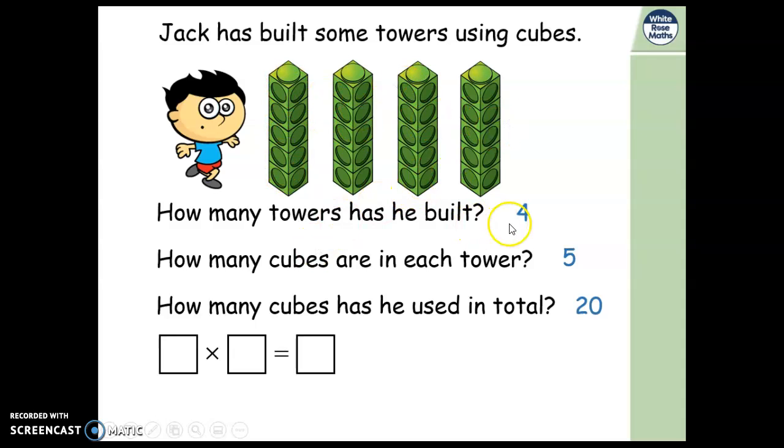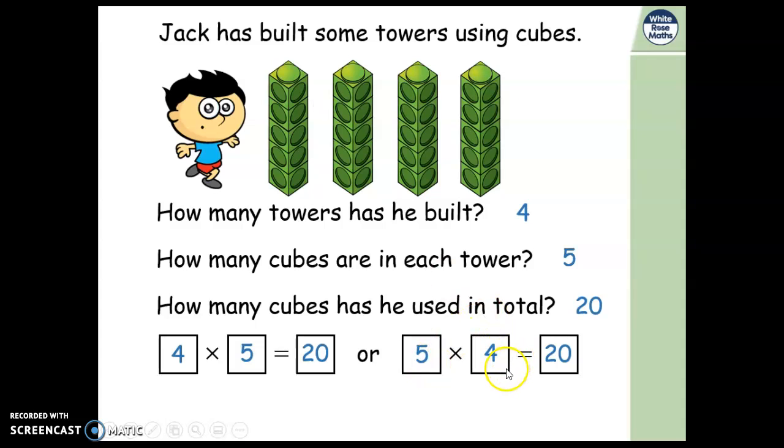So if we were to put these 3 numbers into a sentence, we had 4 groups with 5 in each group, and we had 20 altogether. So 4 times 5 equals 20. We could also look at, for example, if we put a circle across these 4, we'd have 5 groups of 4, because we can just swap those numbers around, which gives us the same number.